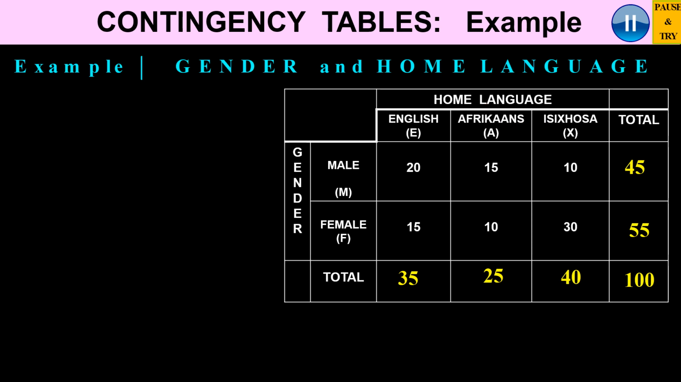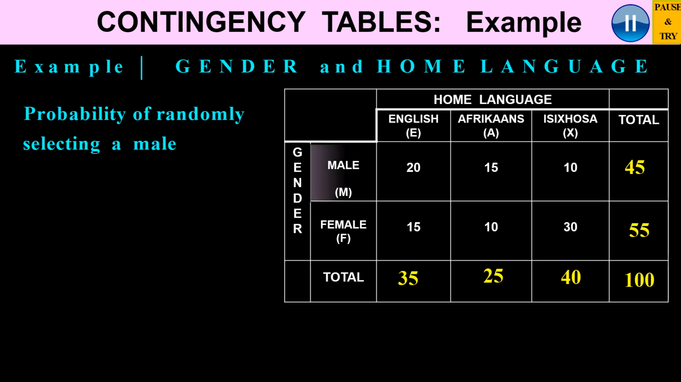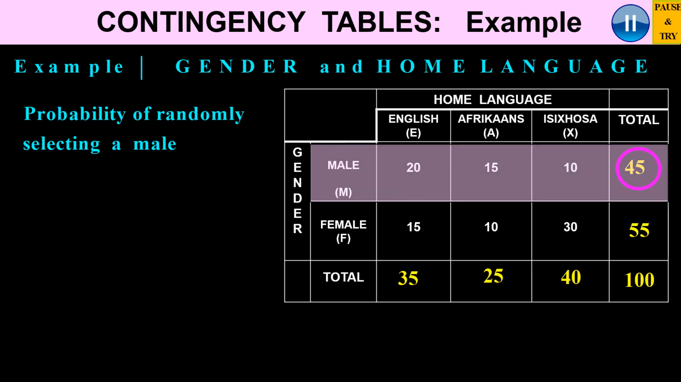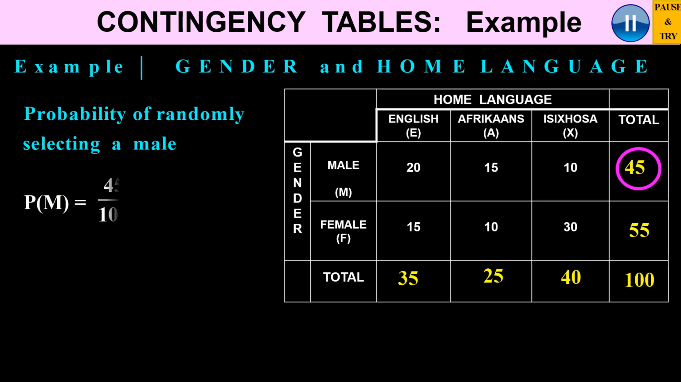So let's use that contingency table now, and then we can get the probability of randomly selecting a male, right? So I want to select a male randomly. So let's look at the males there. There's the males, and how many males are there? That's correct, 45. And how many people are there all together? In the survey there were 100, so the probability of getting a male is 45 over 100, right? 45 over 100 is, in this case, nicely 45%.